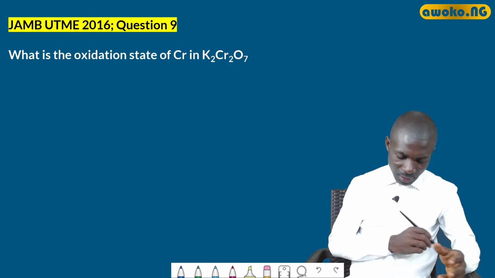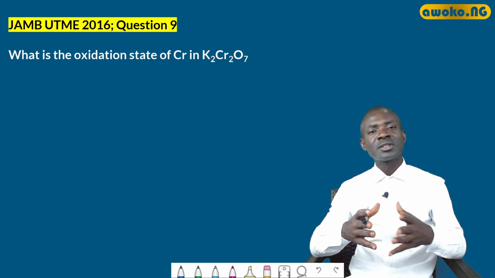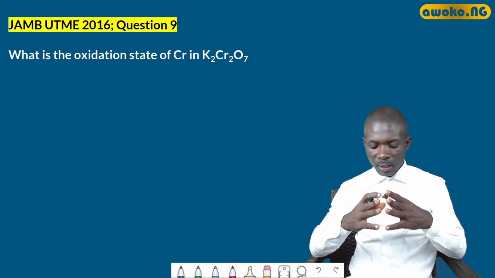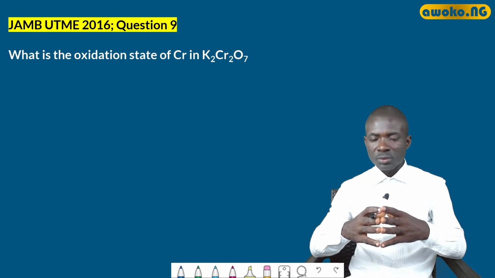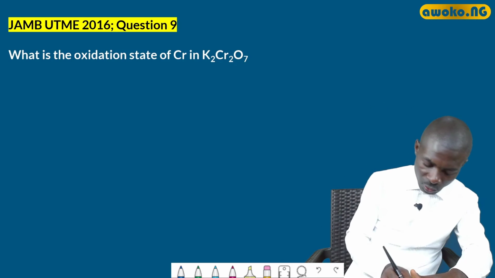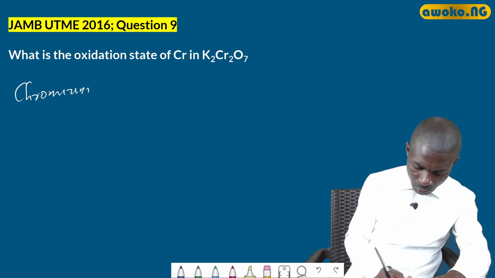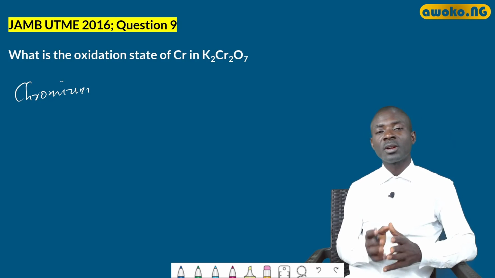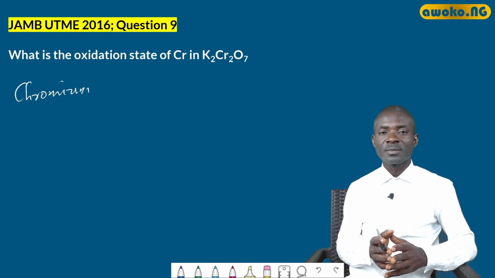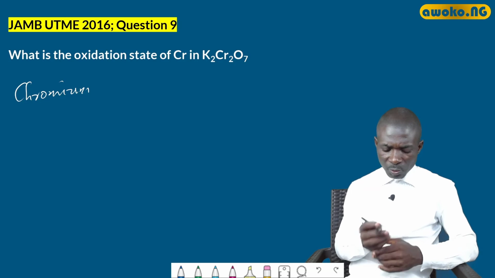Now let's take a look at another question. JAMB UTME 2016, question number 9. What is the oxidation state of Cr in K2Cr2O7? Of course, Cr here represents the element called chromium. Chromium is simply a transition element. Transition elements are elements that have variable oxidation states. They also form colored ions. But we're not talking about transition elements today. Let's go back to what we have today.